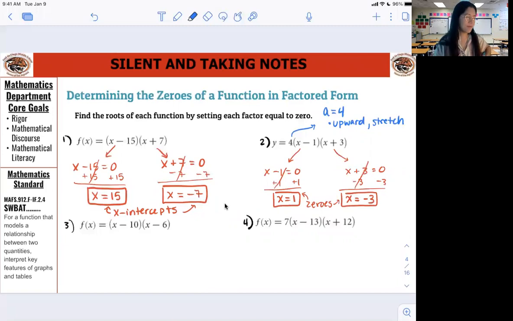Yeah, I love shortcuts too. But I always say you got to know why it works. So as long as you know why you can take the shortcut, then feel free to do it. And if you feel like shortcuts mess you up, then do it the long way because you know it's going to give you the right answer. Do 3 and 4 and you can send me your answers in the chat.